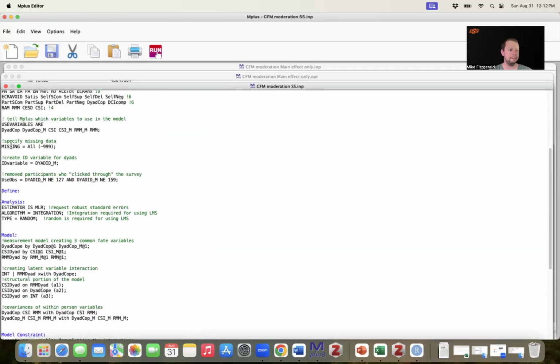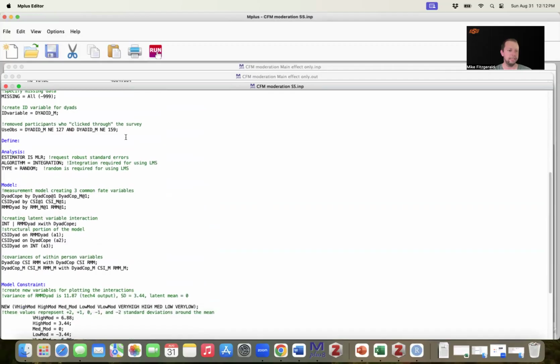We'll start at the analysis command. Everything above here is identical to what was discussed in the main effect only model. But in the analysis command, that's where we're going to be making changes. The estimator stays the same, but we need to use the integration algorithm. When we test latent interactions, there's no closed form solution, so we need to use the integration algorithm to estimate the values of the latent variables. The integration algorithm is very computationally intensive.